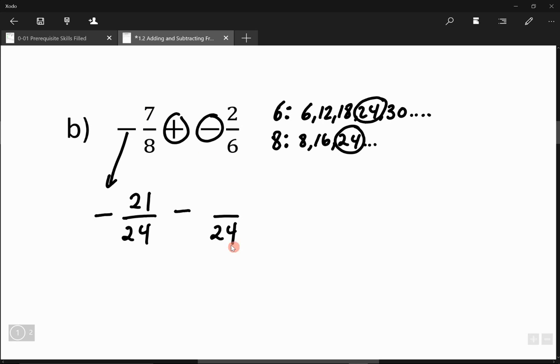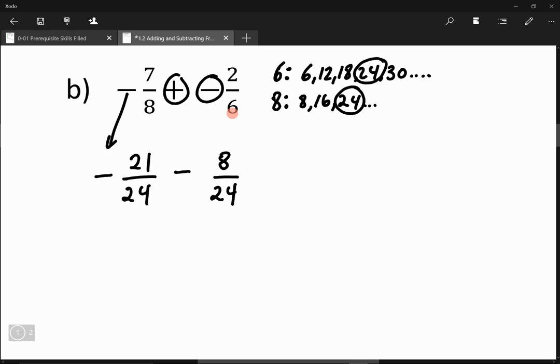To go from 6 to 24, I multiply by 4. So I have to do the same thing on the top here. So 2 times 4 is 8. So I'm going to write 8. Now here are my fractions, 21 over 24 minus 8 over 24.